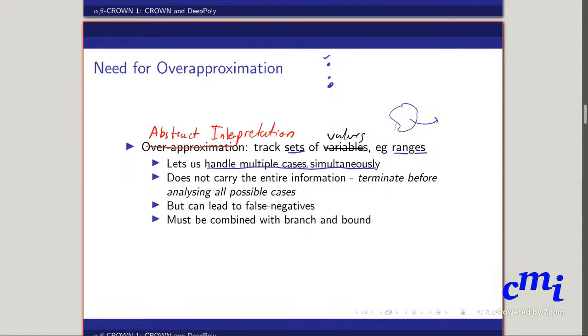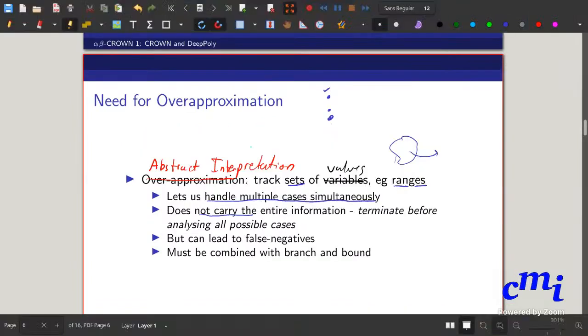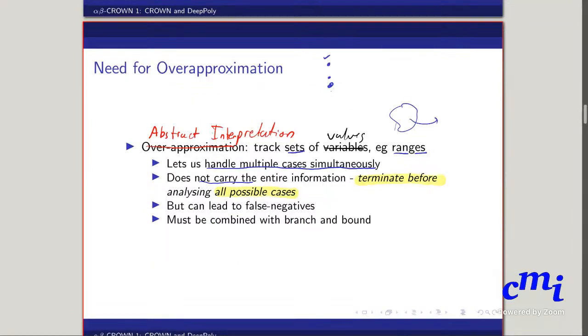If that does not turn out to be the case, well, there are no free runs. This is an NP-hard problem after all. But it should, at least in certain situations, allow us to handle multiple cases simultaneously and not carry the entire information, and thereby terminate before analyzing all possible cases. For example, if you're talking about ranges of values, some of these ranges might be in the active phase and some in the inactive phase for a particular value. If you can get away with talking about ranges nicely, then you would not have to do a split on that particular value.